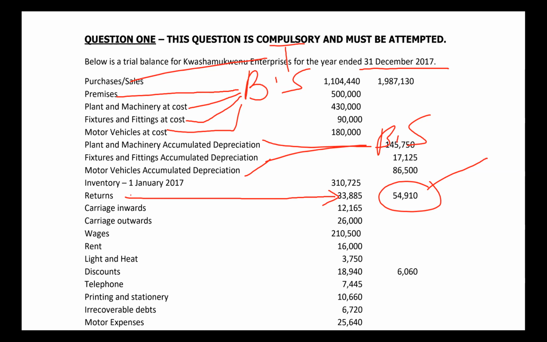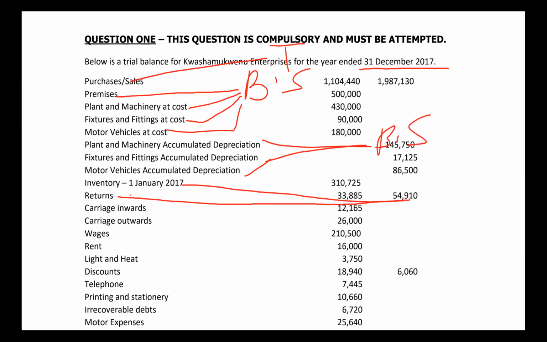So where does it go? We said returns inward, returns outward, and opening inventory go in the trading account, right? Then carriage inward is also in the trading account, but carriage outward goes in the profit and loss account because it's an expense, right?